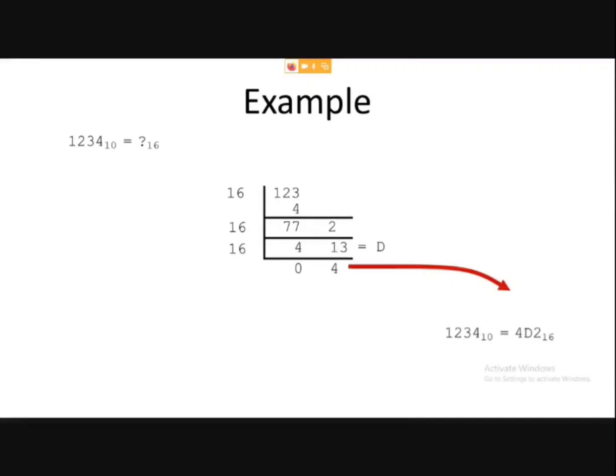So in reverse order, 4D2 becomes the hexadecimal conversion.